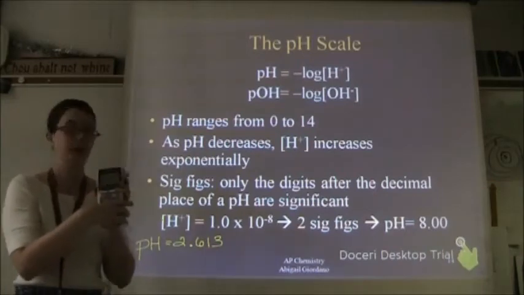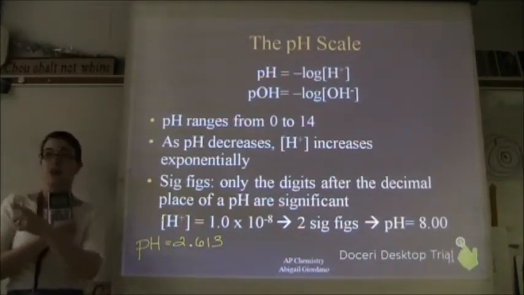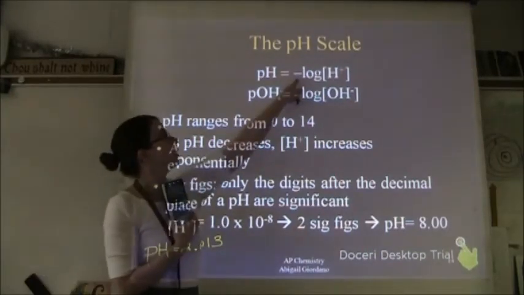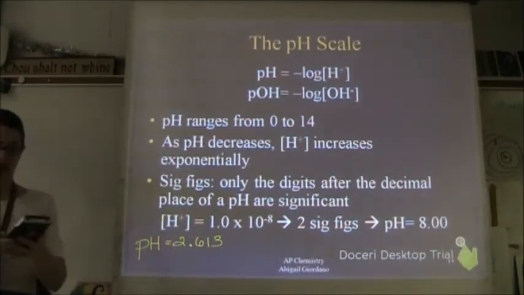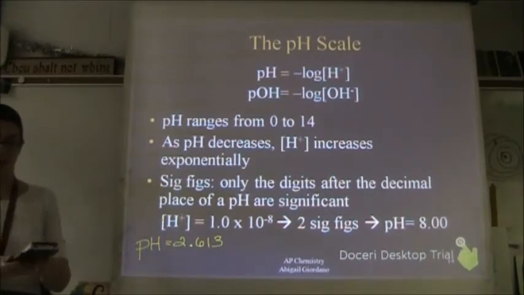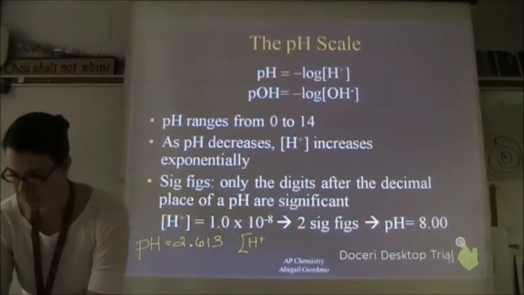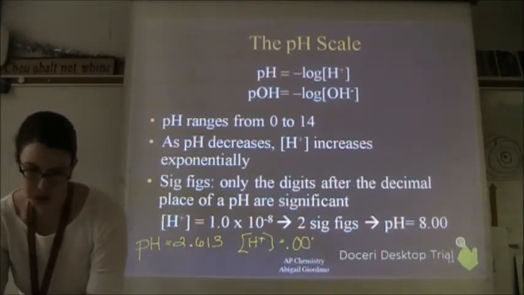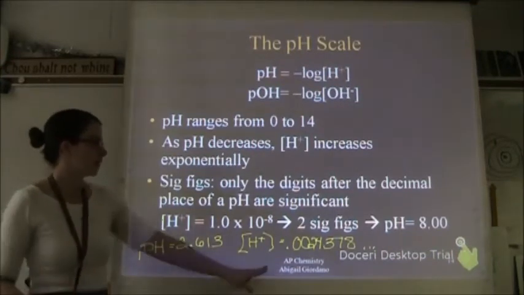Be careful. What are you going to put in there? Thank you. Not 2.613, but I'm going to bring the negative over. Negative 2.613. Okay, so this is what comes up in my calculator: 0.002437 8, and so on and so on.